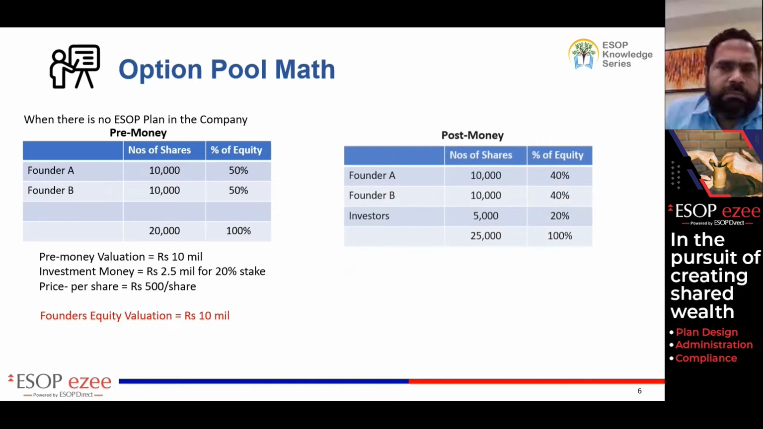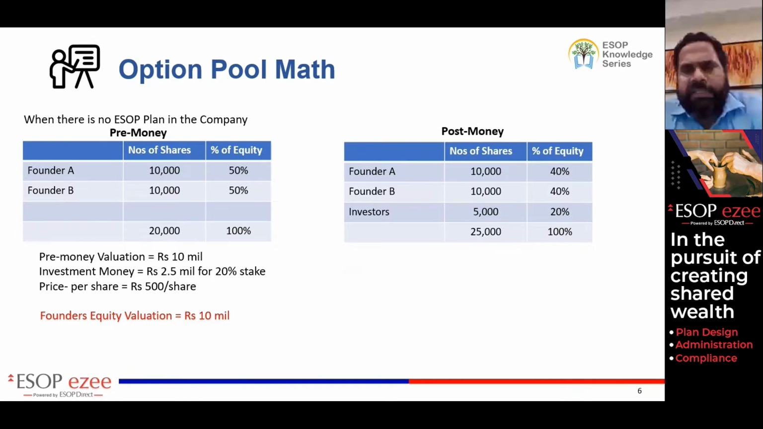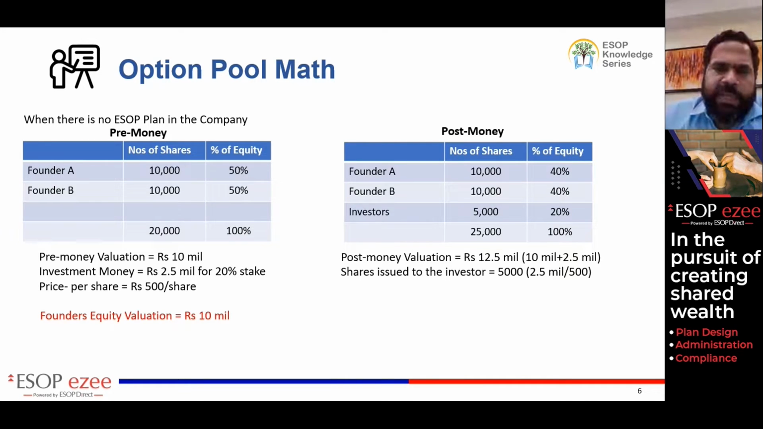Now, what will happen in the post-money scenario? The investor will come in with a 20% stake. Your equity base will increase to that extent. So a 20% stake is 5,000 of 25,000 shares. This is the number by which equity will increase. The founders will dilute to 40% each. Both the founders and the investor will get added to the cap table at 20%. So post-money valuation is 10 plus 2.5, which is 12.5 million.